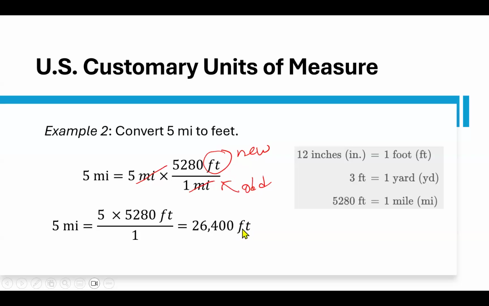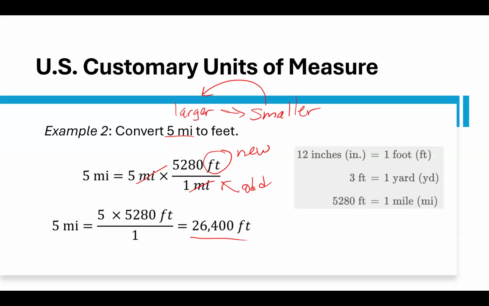26,400 feet. Another thing to remember is that when you're going from larger units to smaller ones, you're always going to multiply, because miles is a larger unit. When you put it into feet, you're going to get a lot, like in the thousands, 26,000. And when you're going backwards, from smaller to larger, you're going to divide. That's another way of remembering this. Kind of like checking your answer.